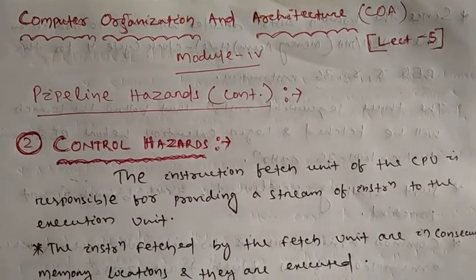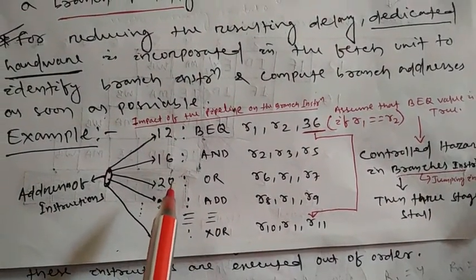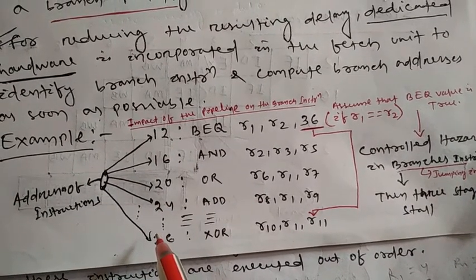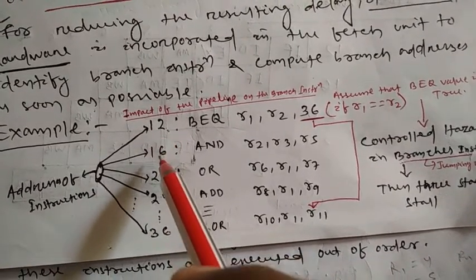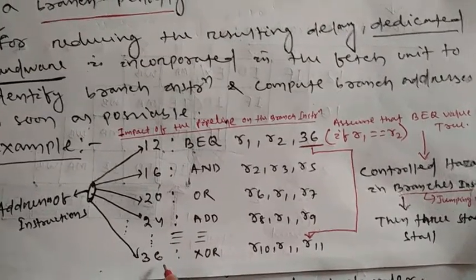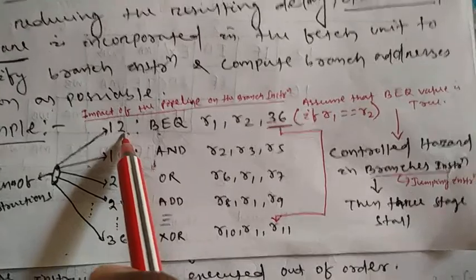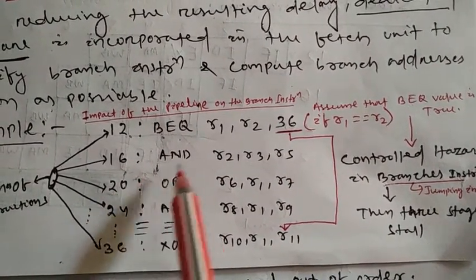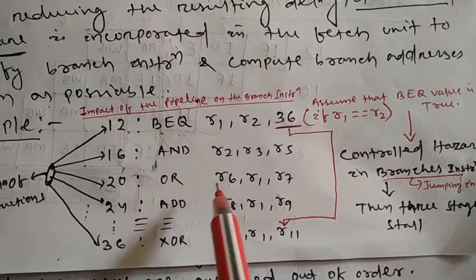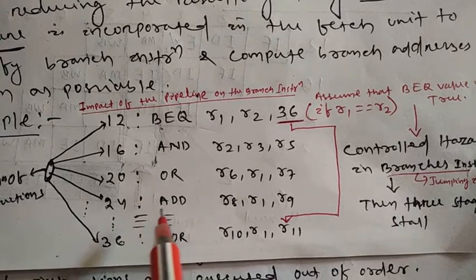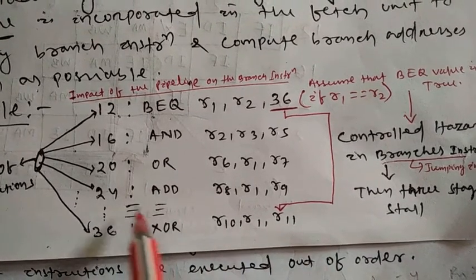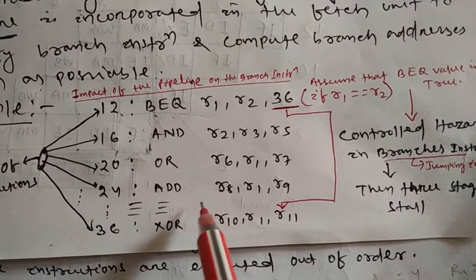Before we go through the theory, let's go through an example of a control hazard, then we'll understand it better. Suppose there are a number of instructions, with instruction addresses or memory locations 12, 16, 20, 24 and 36. At address location 12 there is the instruction BEQ, branch equal, R1, R2, 36. Then 16 has ADD R2, R3, R5, 20 has R6, R1, R7, 24 has ADD R8, R1, R9, and 36 has XOR R10, R1, R11.